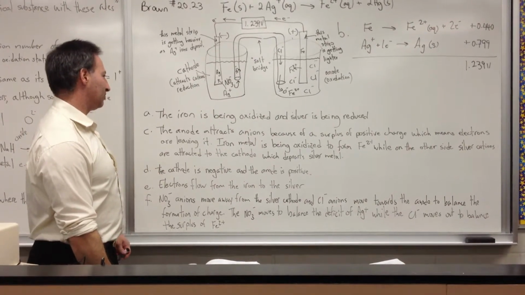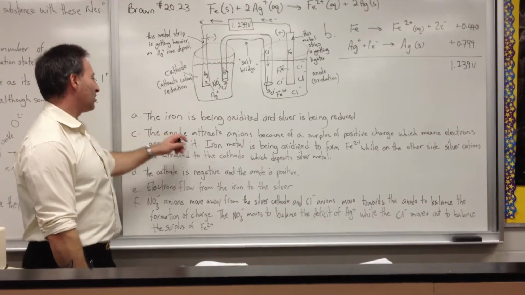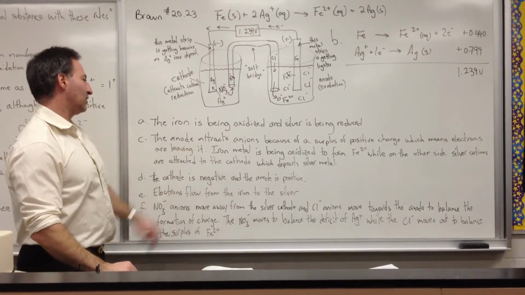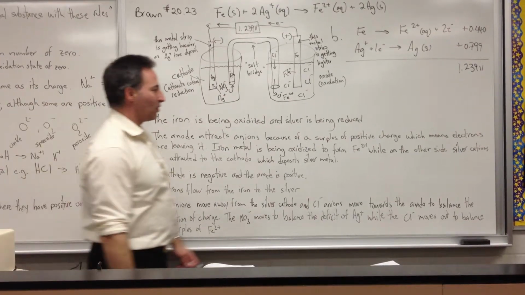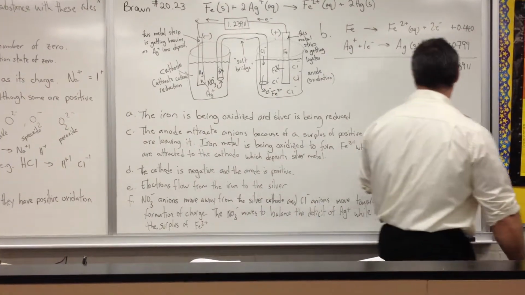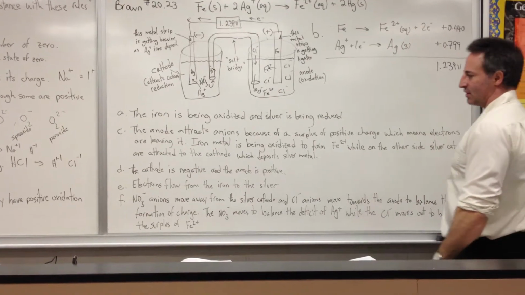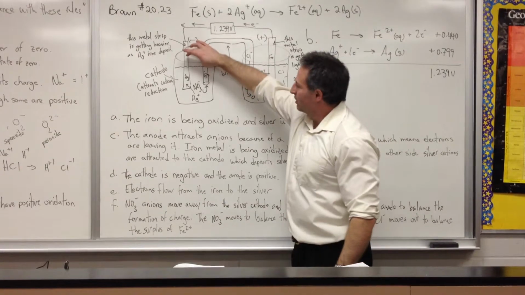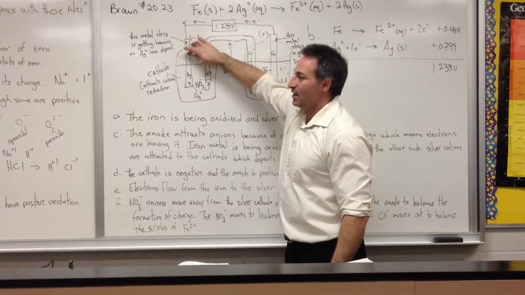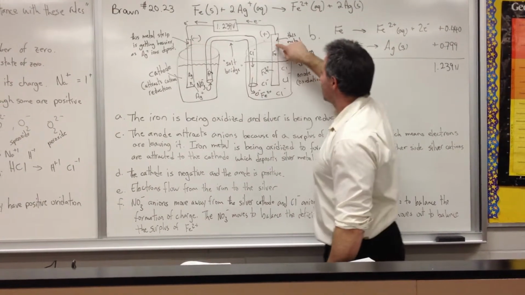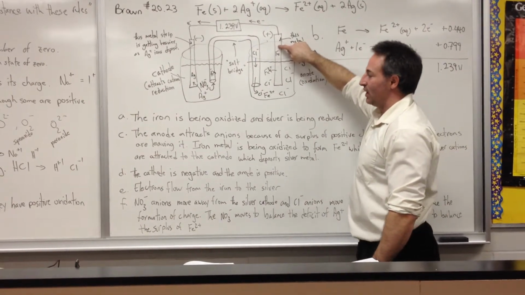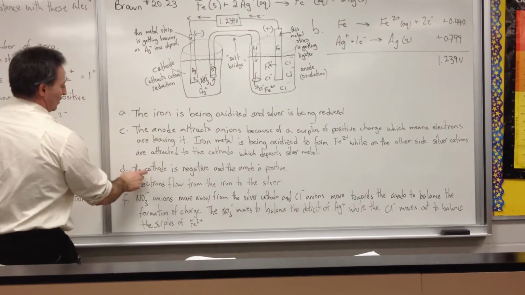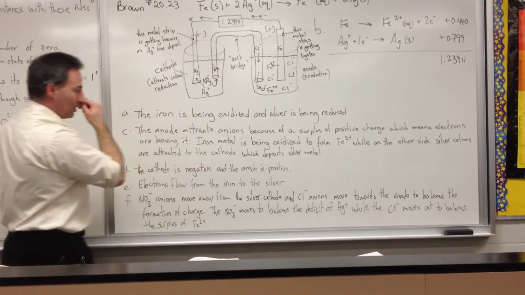To answer question C then, the anode attracts anions because of a surplus of positive charge, which means electrons are leaving it. Iron metal is being oxidized to form ferrous, while on the other side, silver cations are attracted to the cathode, which deposits silver metal. So this silver electrode is getting heavier as the reaction proceeds, while this one here is being eroded. It's becoming lighter as the reaction proceeds. Part D is answered by saying the cathode is negative and the anode is positive.